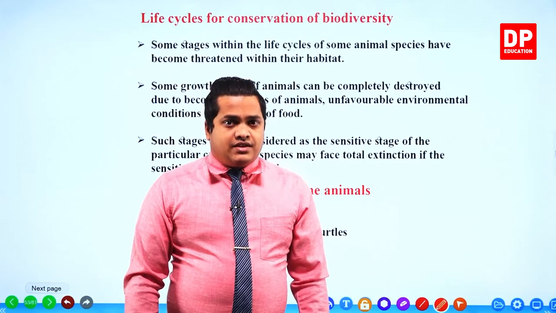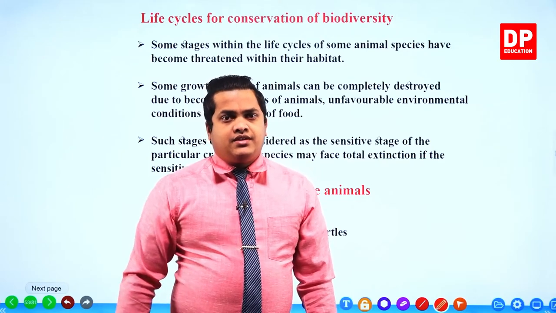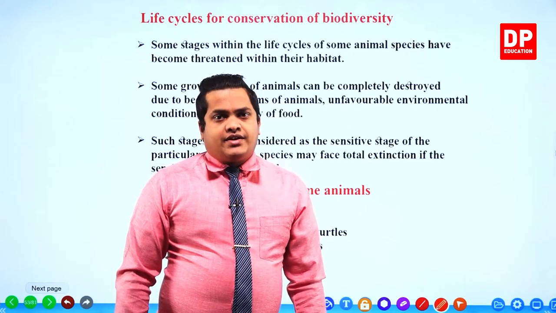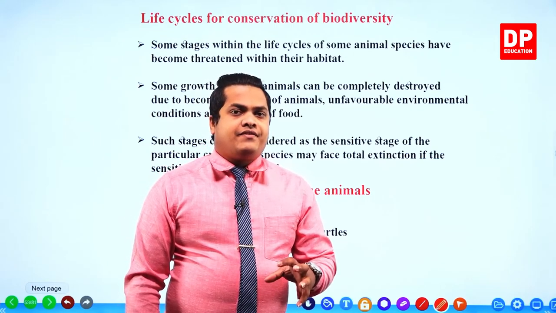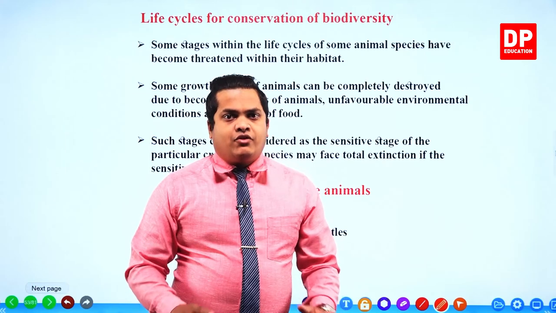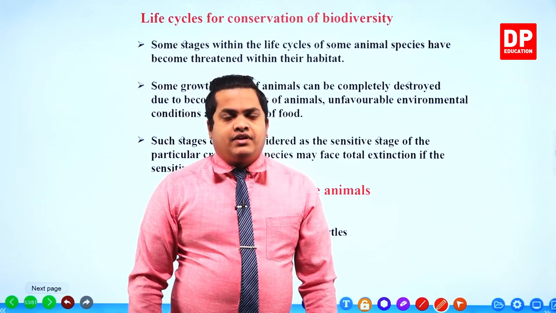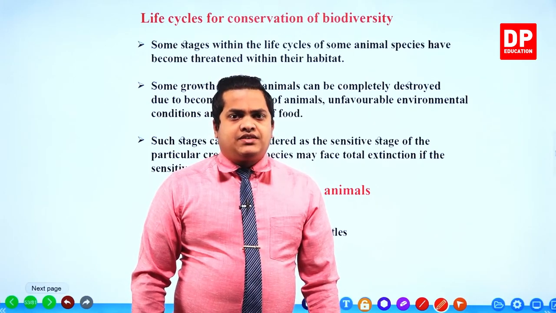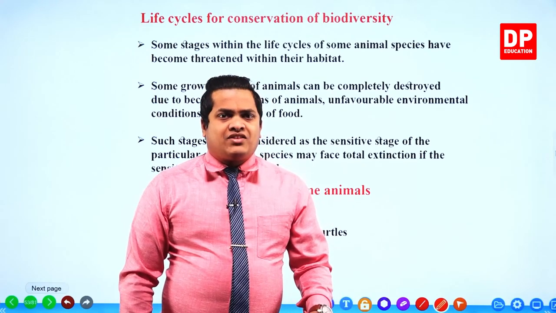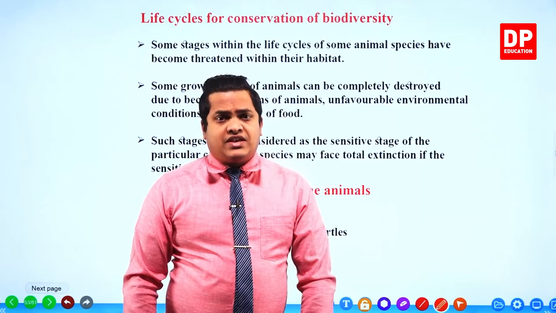So if this sensitive stage is completely eradicated, then there is a chance of extinction. To avoid that, what do you have to do? You have to identify the threatened stage by studying the life cycle. Then we have to protect those organisms as they also have the right to live on our earth. Most of the time these organisms are threatened because of human activities. So it is our responsibility to save them.